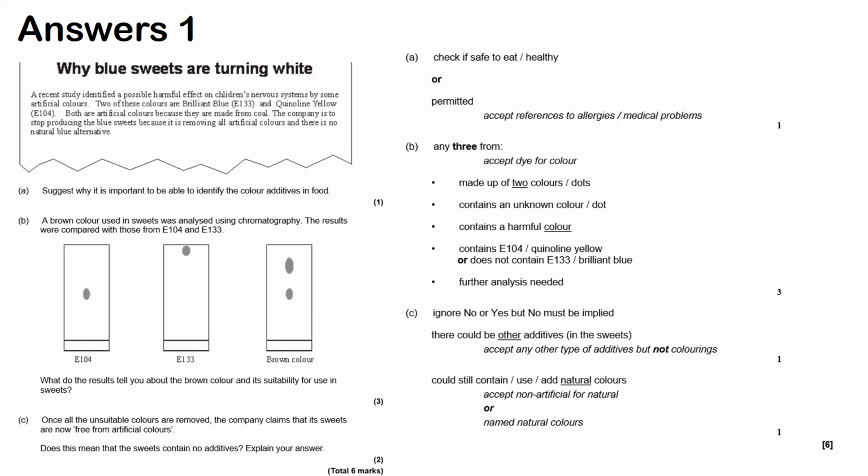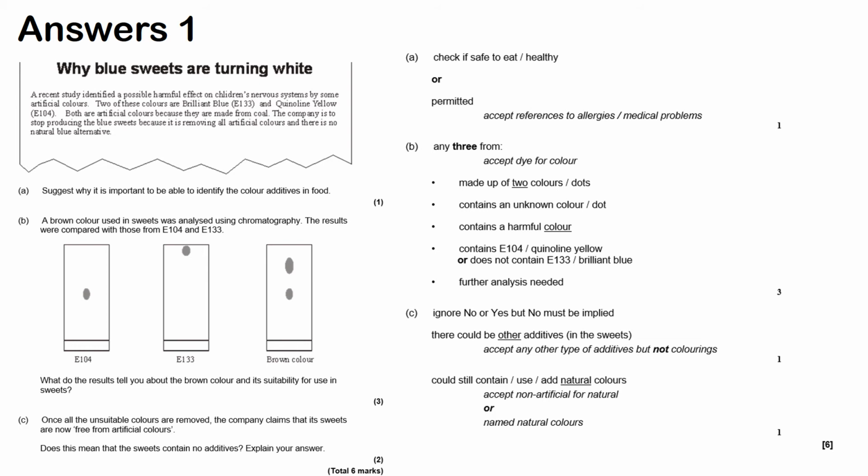Okay, part B. A brown colour used in sweets was analysed using chromatography. The results were compared with those from E104 and E133. So remember, those are the 2 banned ones, the brilliant blue and the quinoline yellow from the article at the top. So the first picture shows you the chromatogram for E104. The middle picture shows you the chromatogram for E133, and then the third picture shows you the chromatogram for the brown colour. And the question is, what do the results tell you about the brown colour and its suitability for use in sweets? Now this is worth 3 marks, so be careful, make sure you're saying enough to get yourself 3 marks. You should be saying a mark per point.